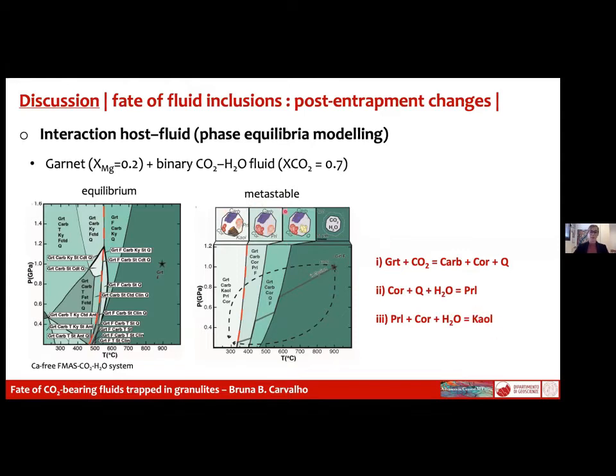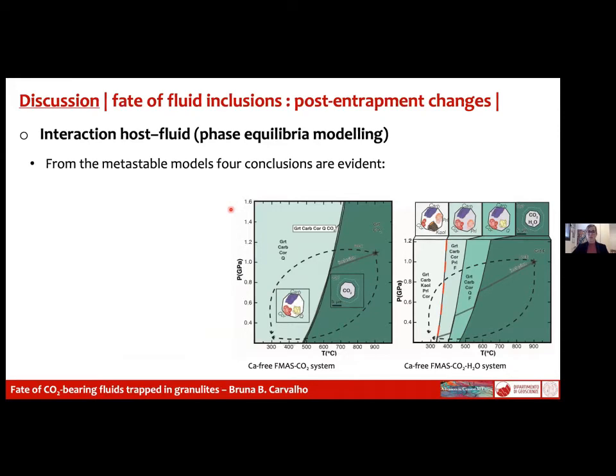So if you remember, here we have the inclusions of Athabasca, where you have carbonate, corundum and quartz, or carbonate, corundum, pyrophyllite. And here the inclusions of Ivrea, where we have pyrophyllite and kaolinite together with the carbonates.